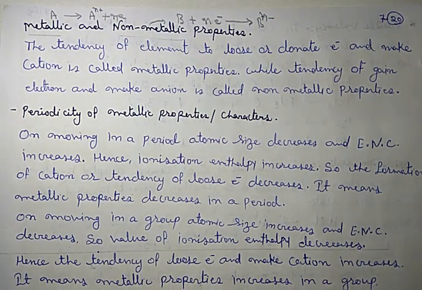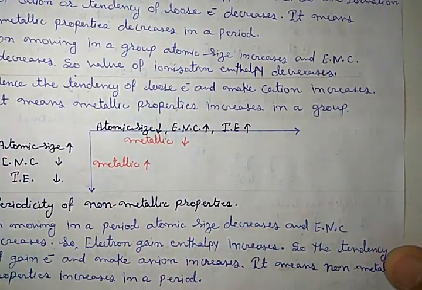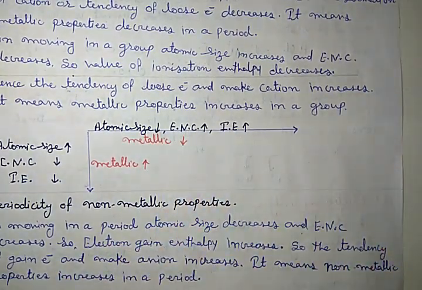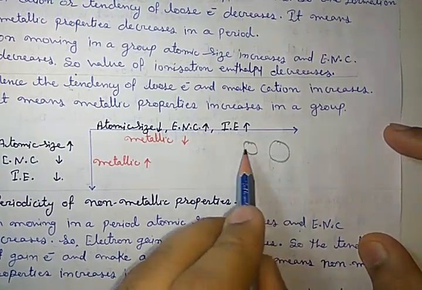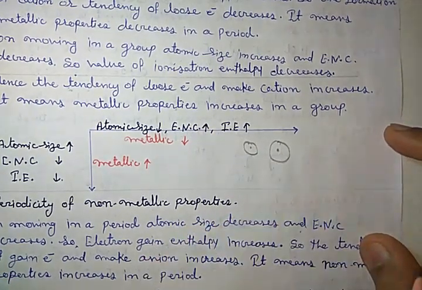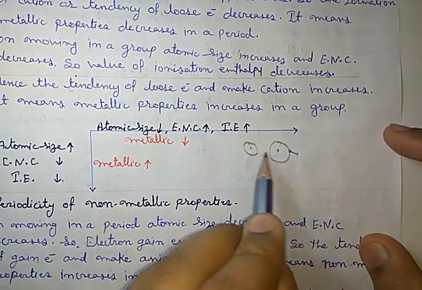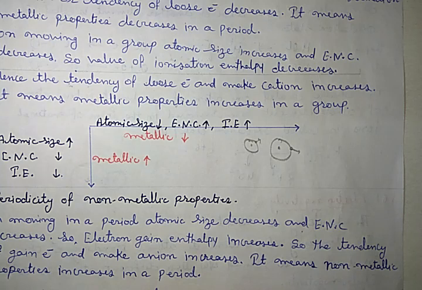Now, let us consider the periodicity. Firstly, we discuss the periodicity of metallic properties or metallic character. To understand it, there are three factors affecting it. The first one is atomic size. Suppose these are two atoms, one smaller and one larger. We have to remove the outermost shell electron; from which is it easier?